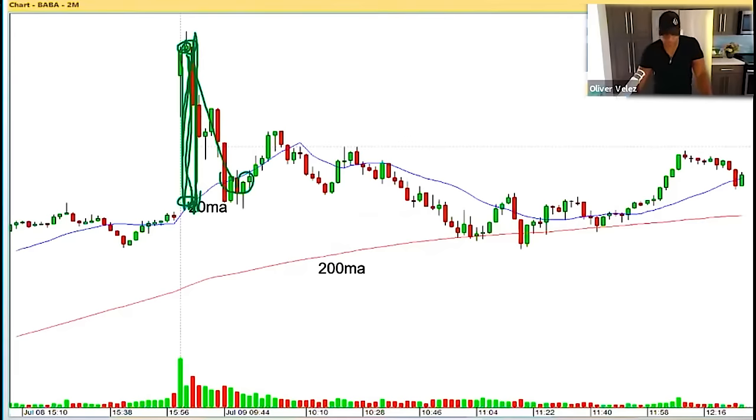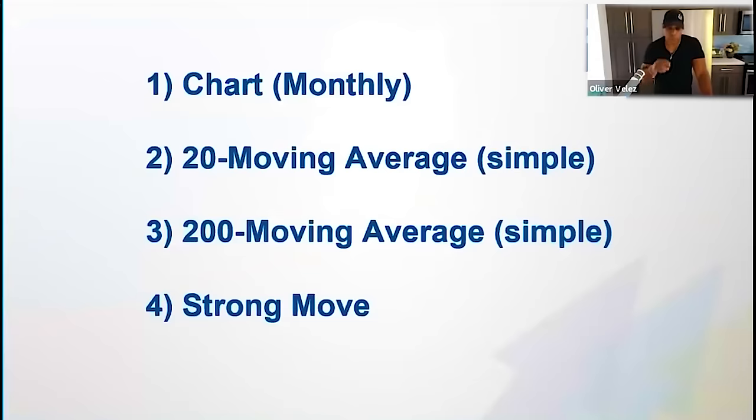Now, let's go on to, let's see, what am I supposed to show you next? That's not a monthly chart, guys. This is wrong. We got a 2 minute chart. We got a 20 period moving average on the 2 minute chart. We got a 200 period moving average on that chart. Now we need a strong move.